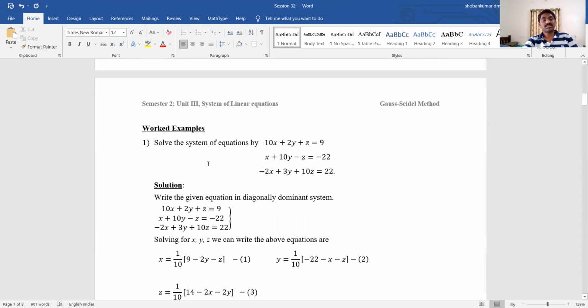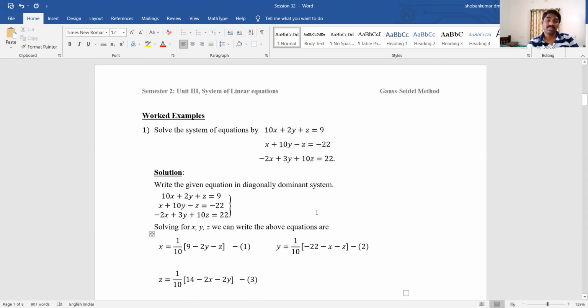Now we discuss some examples. Solve the system of equations by the Gauss-Seidel method. Here, the same system, we already solved in Gauss-Jacobi's method, and again we take the same problem. In Gauss-Jacobi's method, at the 8th iteration, we got the approximate values of the system. Here the given system is diagonally dominant.